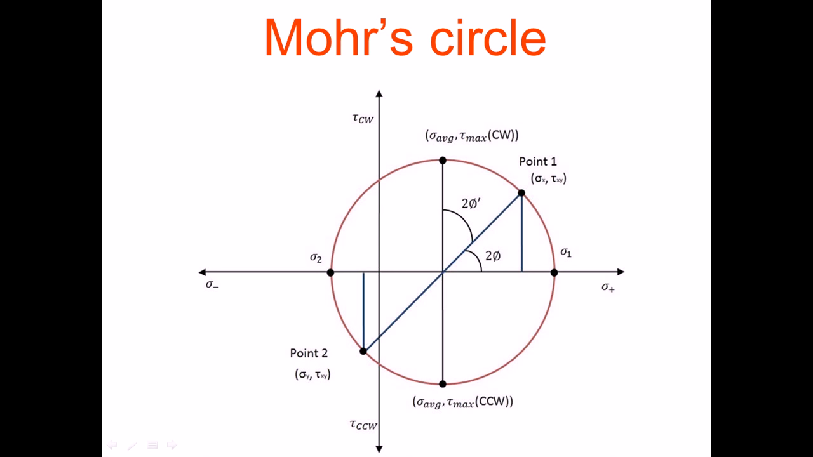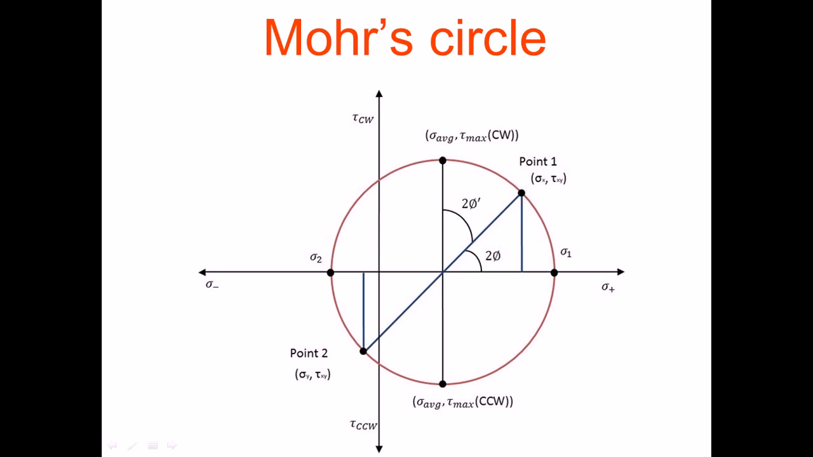The point where the circle crosses the x-axis on one side is called sigma 1. The other side which is crossing the x-axis is sigma 2. The vertical distance, the highest distance, is called tau max, and the distance from the origin to the center of the circle is sigma average. And at this point the shear stress, the vertical height, is 0. As you keep on moving over the circle, the vertical height, which represents the shear stress, increases and is maximum at the top. At this point it is minimum.